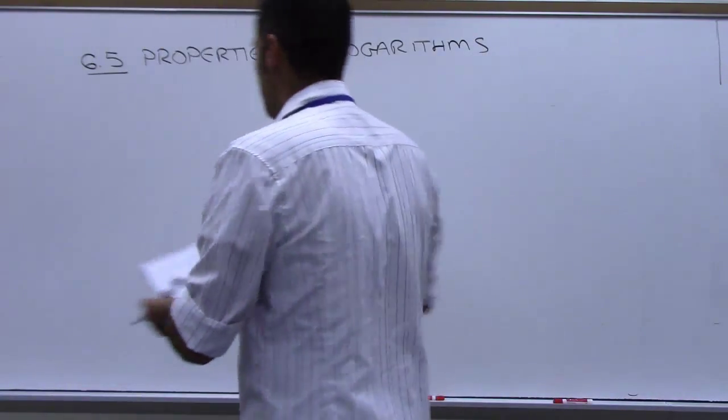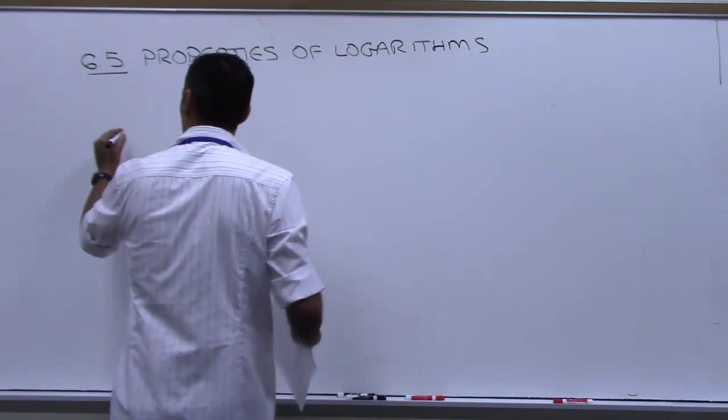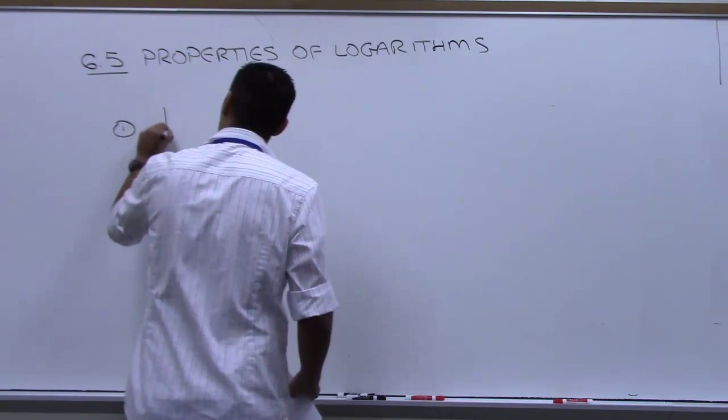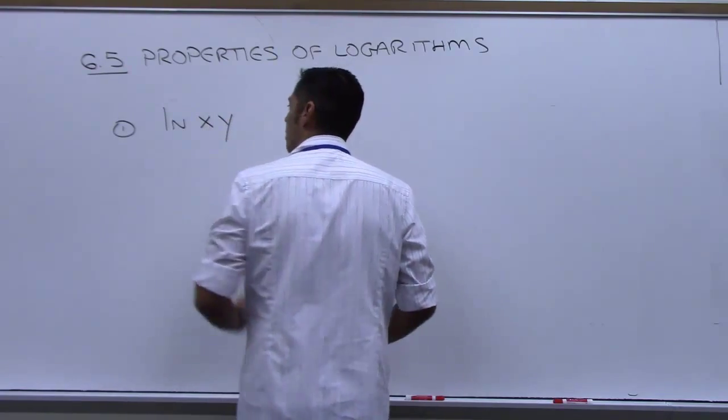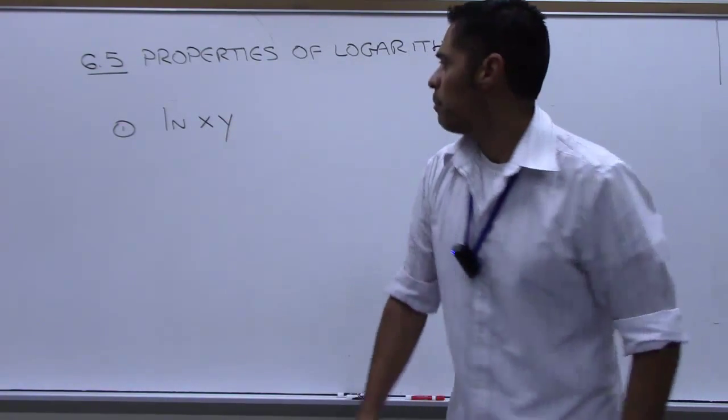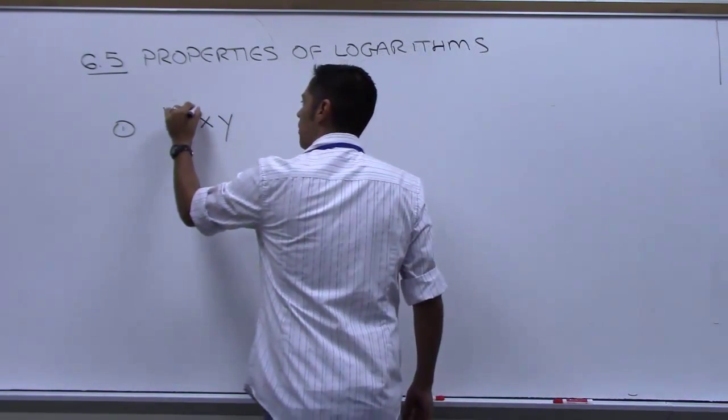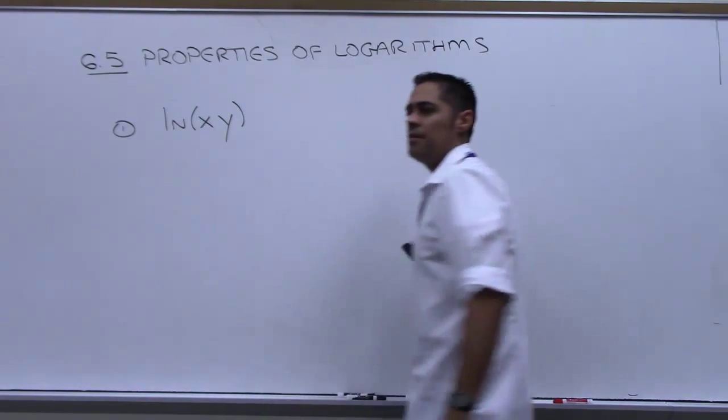So let's start out with the first property of logs. Now, I know that these are written down, but I want to explain what they mean, all right? So this is what's written down on property 1. Now, I would prefer if you throw a parenthesis around that like this.